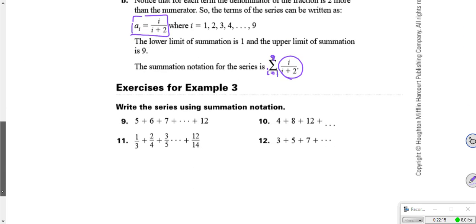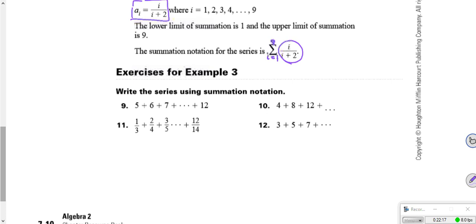So let's look at some of these exercises, see if we can figure them out. Okay, so again, first thing we've got to do here is find the rule. So on number 9, I've got to use the number 1 and get to 5. The number 2 has to get me to 6. The number 3 has to get me to 7, somehow, some way. And this is a finite series. Okay, so what's the rule?